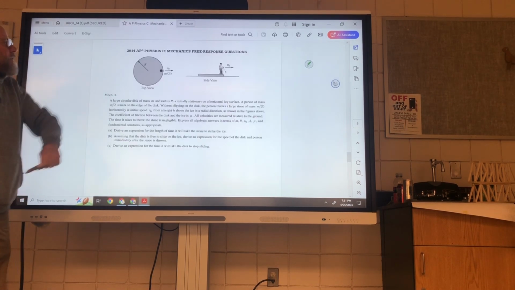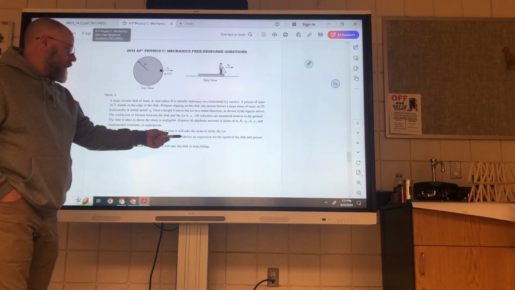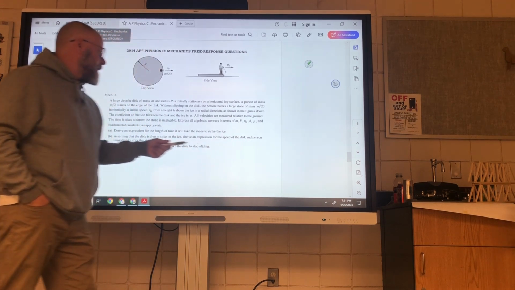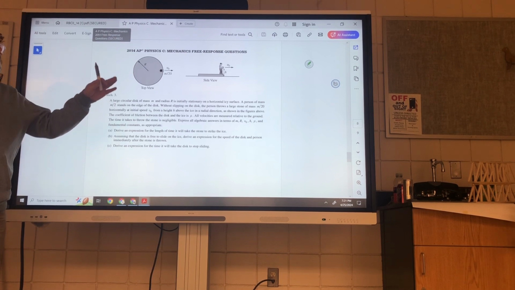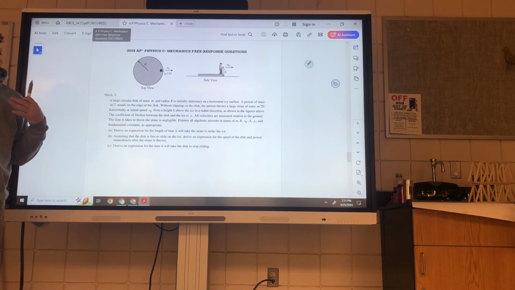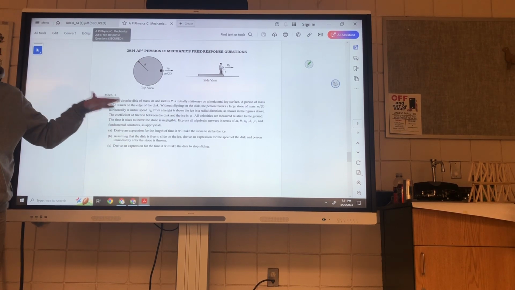Let's see what B says. B says, assuming that the disk is free to slide on the ice, derive an expression for the speed of the disk and person immediately after the stone is thrown. Now, if I said that the person catches the stone, you might think, oh, that's a collision problem. But if I say the person throws the stone, is that a reverse collision? It's an explosion. So what does that tell me?